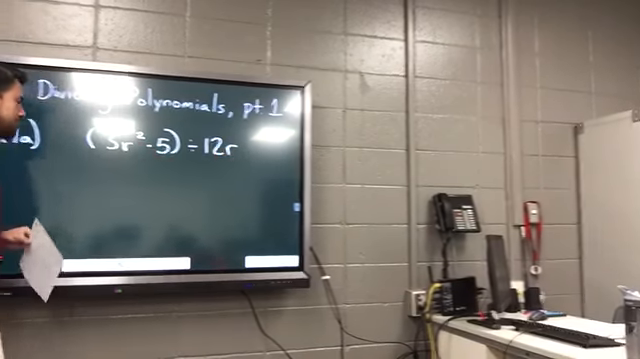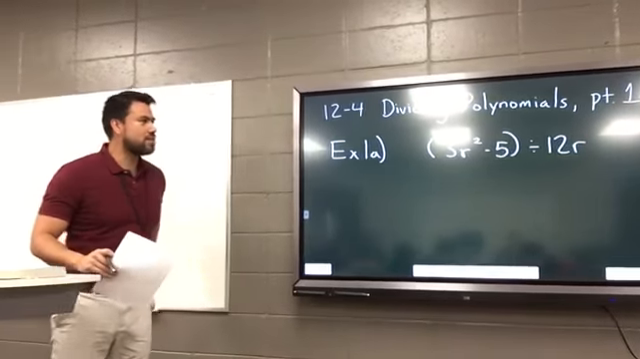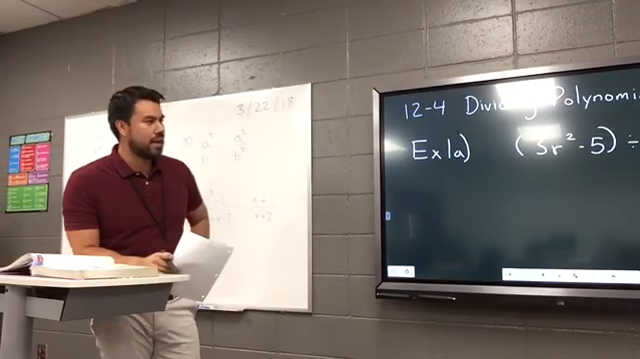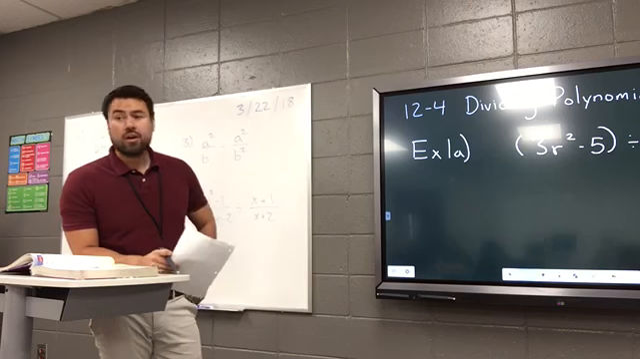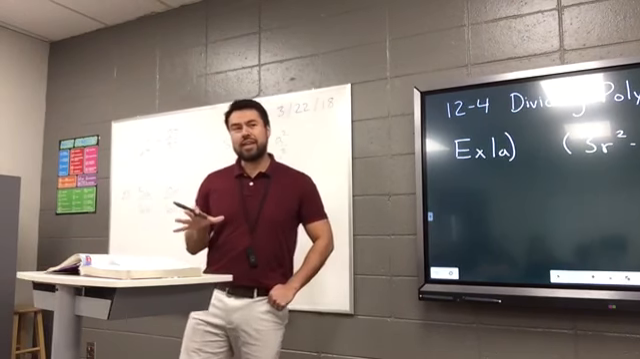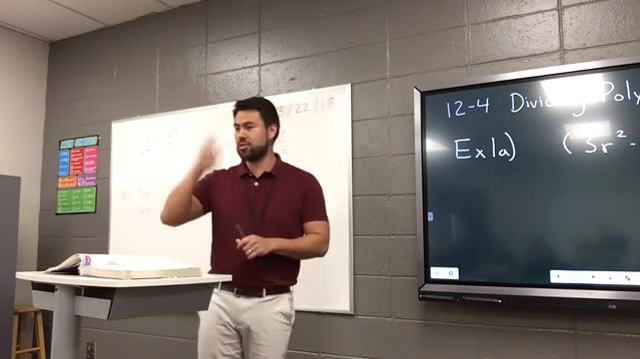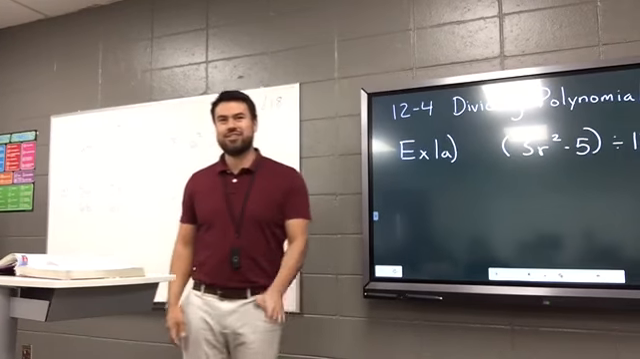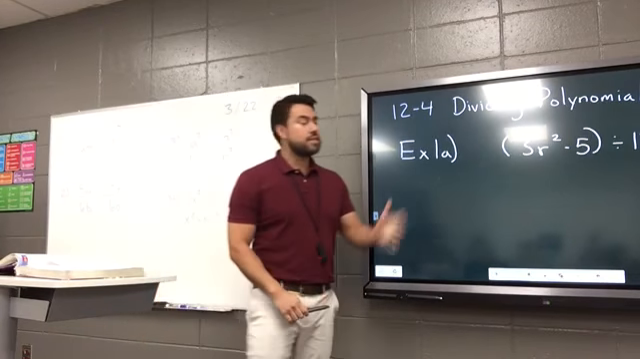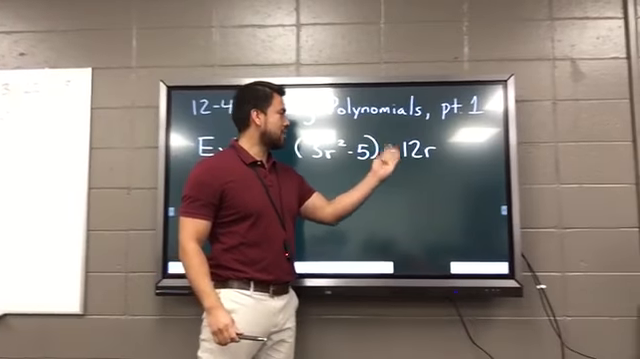They gave me this problem. They gave me 3r squared minus 5 divided by 12r. Doesn't this kind of look like yesterday's lesson? What do you do here? What do you think you do just based on that? You do, Josh? Stay, change, and then flip.